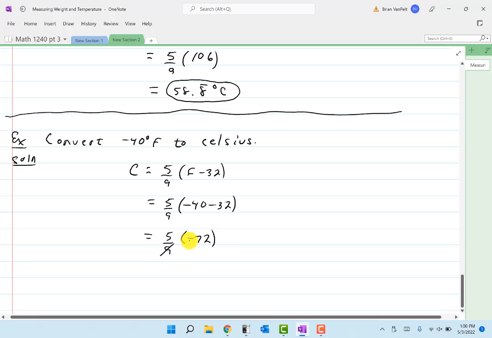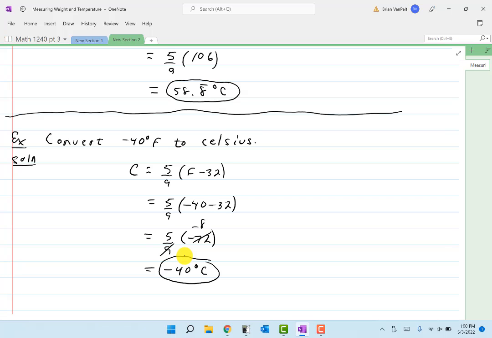Well, it so happens that 9 goes into negative 72 negative 8 times. 5 times negative 8 is negative 40. So here, negative 40 degrees Fahrenheit equals negative 40 degrees Celsius. So it's a cold temperature we can both agree on is very cold.